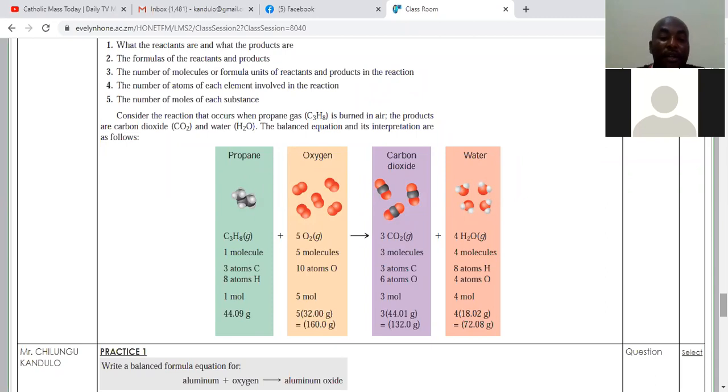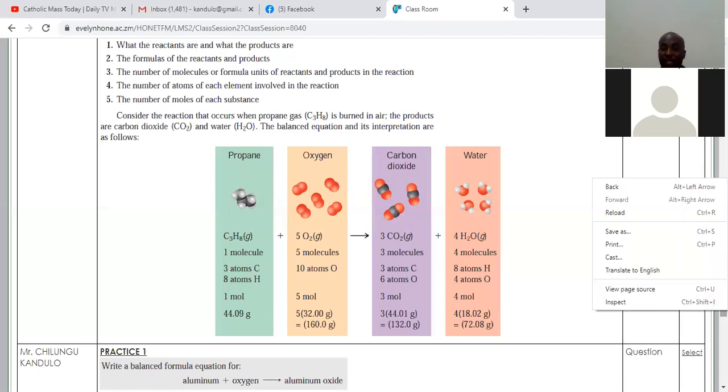So that's the case. In one propane, there are 3 carbons, 8 hydrogens. This one is 5 oxygens. This one is 3 CO2, which is 3 atoms of carbon, 6 atoms of oxygen. Then in the water, you also get the same thing. To get the number of atoms, you must multiply this times 2. So I add a step here. So guys, these things are very simple.